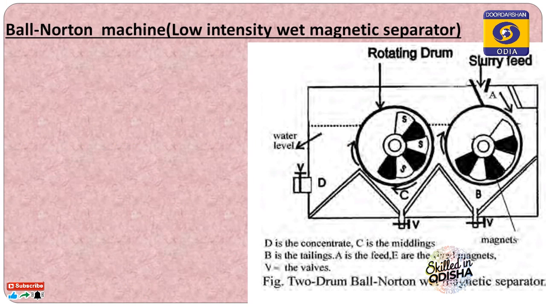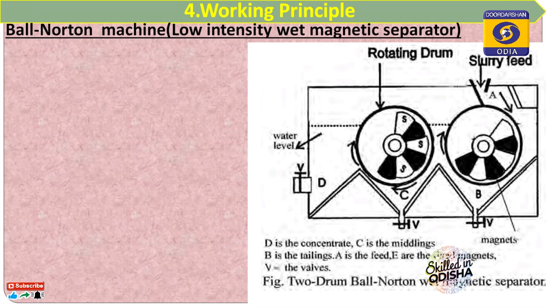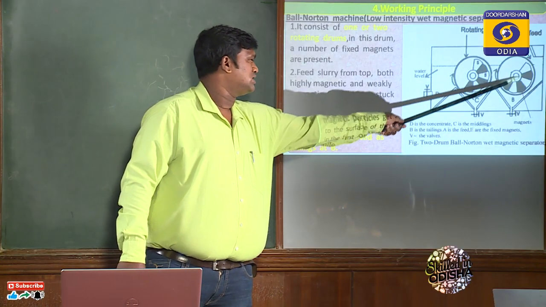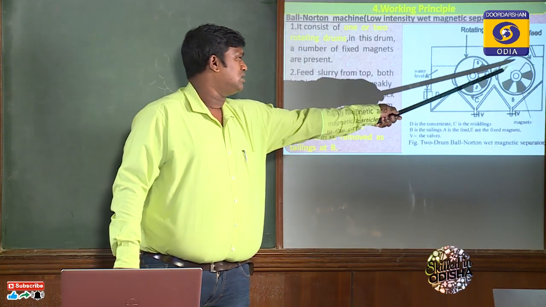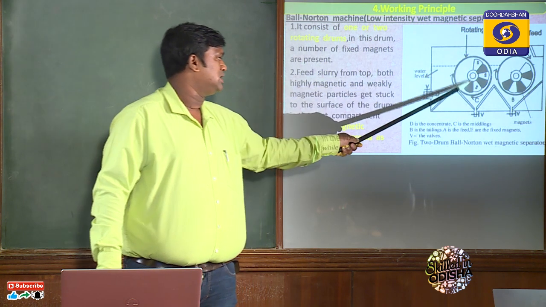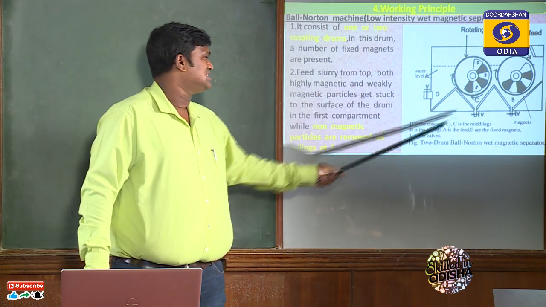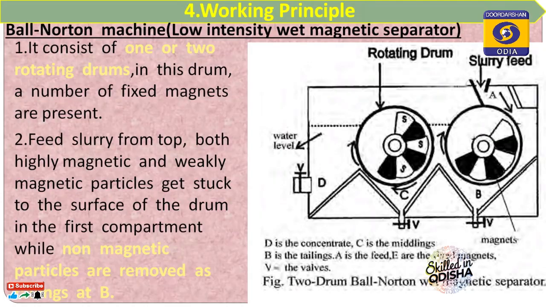Then come to another separator, called the Ball-Norton machine, which may also be called low intensity wet magnetic separation. Here it consists of two drums, or you can say wheels. These are the two compartments, compartment 1 and compartment 2. There are three discharge points. B is the tailings discharge point, C is the middling discharge point, and D is the concentrate, the wanted mineral, that is the magnetic mineral discharge point.